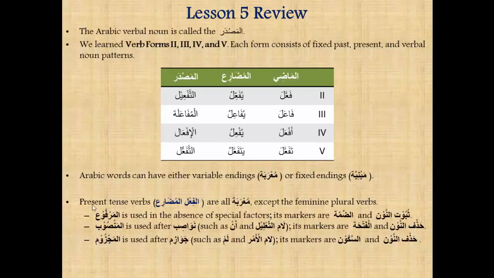What are the three present tense verb case endings? Al-marfu' is used in the absence of any special factors. It's the default form. Its markers are the dhamma or thubut an-nun. Al-mansub is used in the presence of nawasib, such as an and lam ta'alil. Its markers are al-fatha and hadhf an-nun. And last but not least, the majzum case is used after jawazim, such as lam and lam al-amr. Its marker is the sukun.